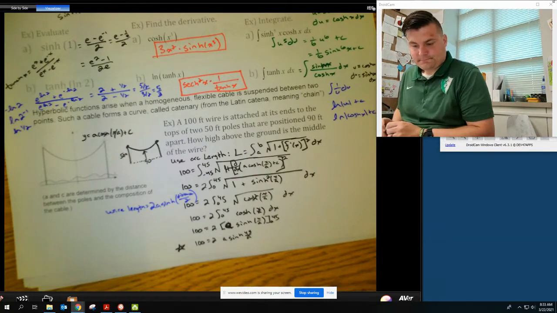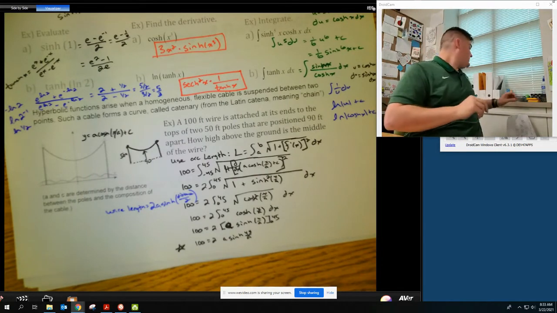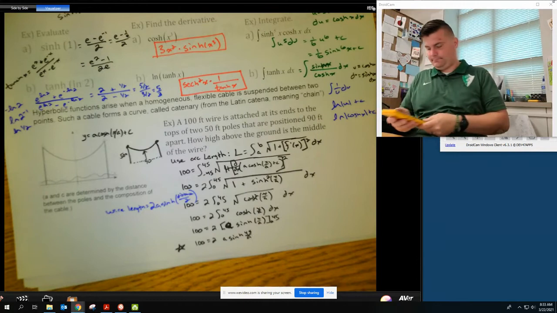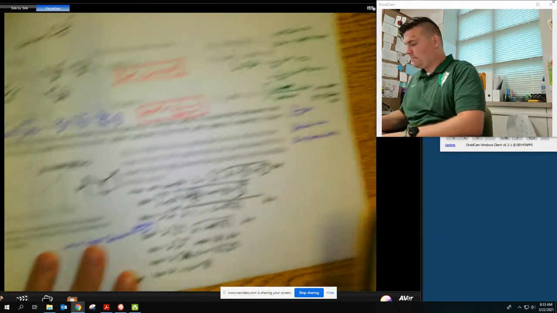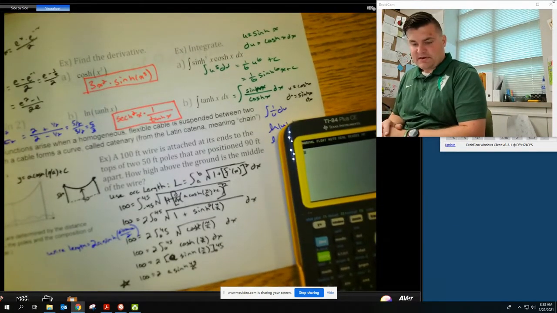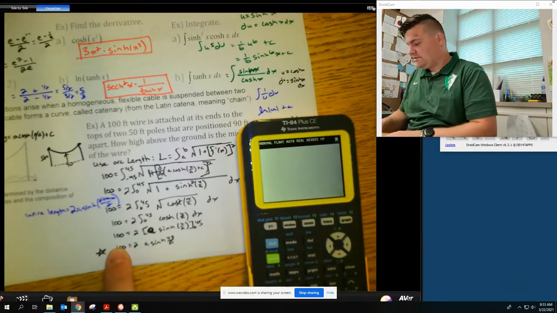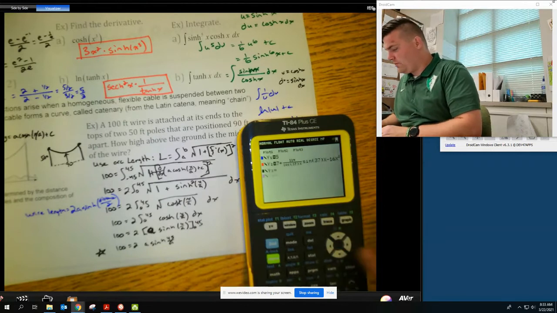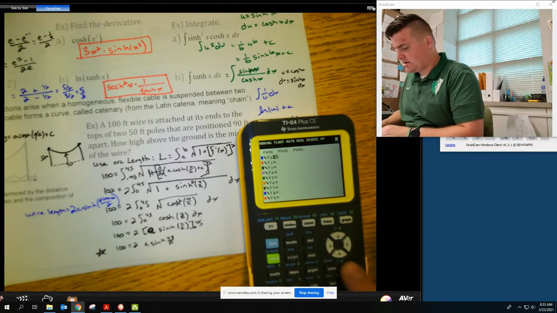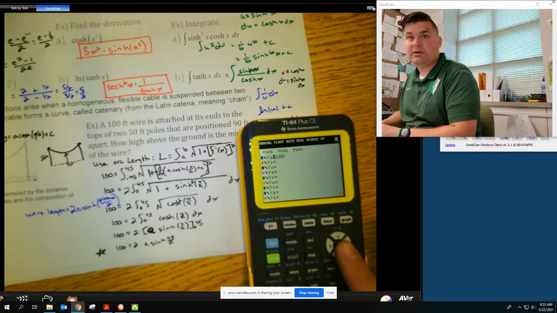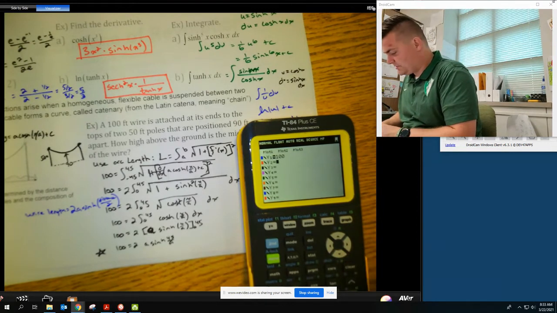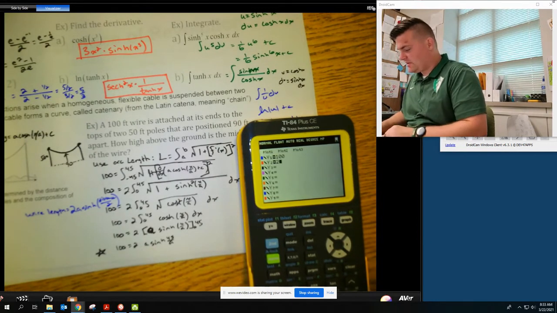Okay? So we're going to go ahead and use our calculator at this point. I'm going to graph these two sides and see where they intersect. So for y1, I'm going to get 100. For y2, I'm going to do 2, and instead of a, I'm going to use x, 2x.